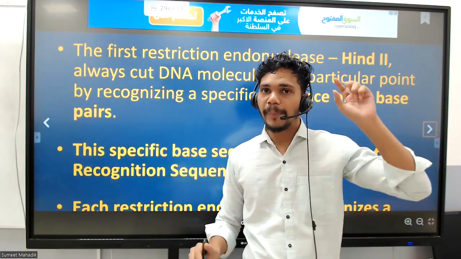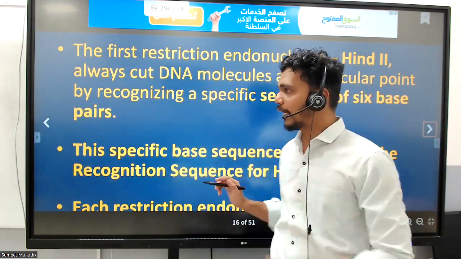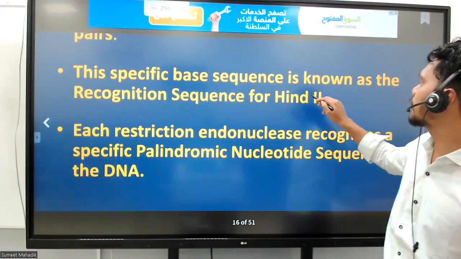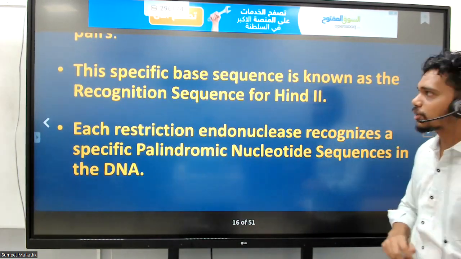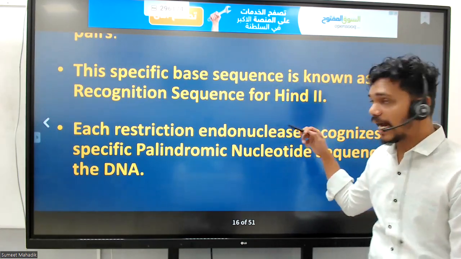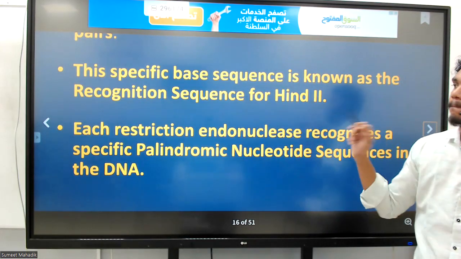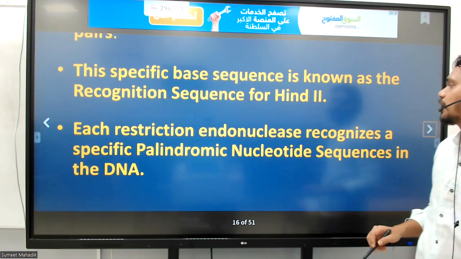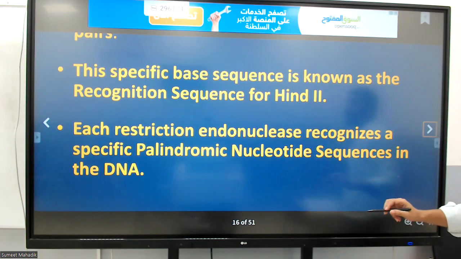GAATTC. Between G and A, they cut it. We'll see that. This specific sequence is known as the recognition sequence for HindII. So every enzyme, HindII, HindIII, has a different one. Each restriction endonuclease recognizes a specific palindromic nucleotide sequence.